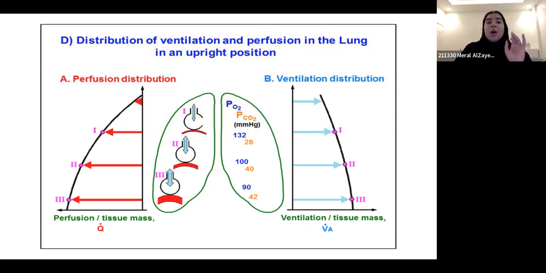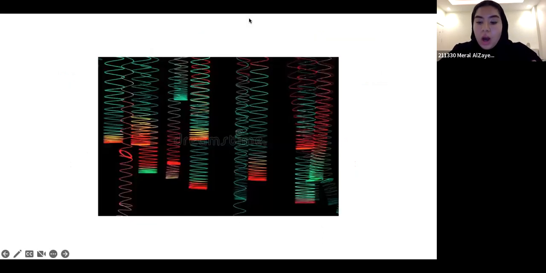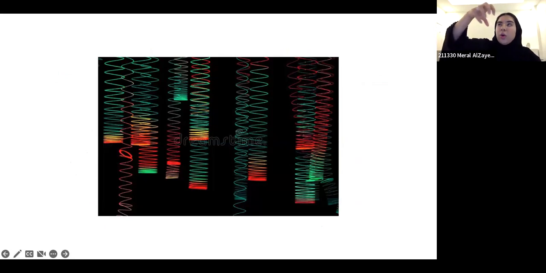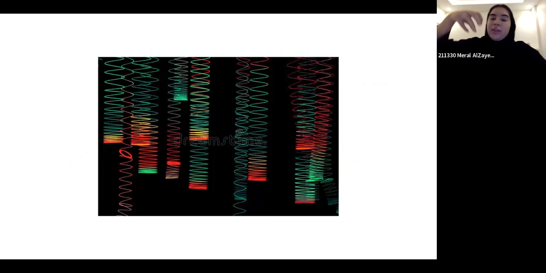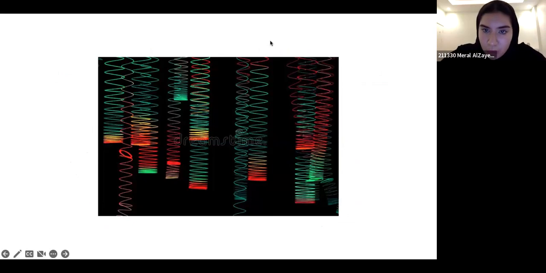But now I'll talk about Dr. Shams' example, which I think is also great. Dr. Shams used the example of a spring. So this is a spring. Our lungs are like springs. Our lungs are hanging in our body, and if I hold the spring from the top, let's say I'm holding it here, it will stretch all the way to the bottom, right?